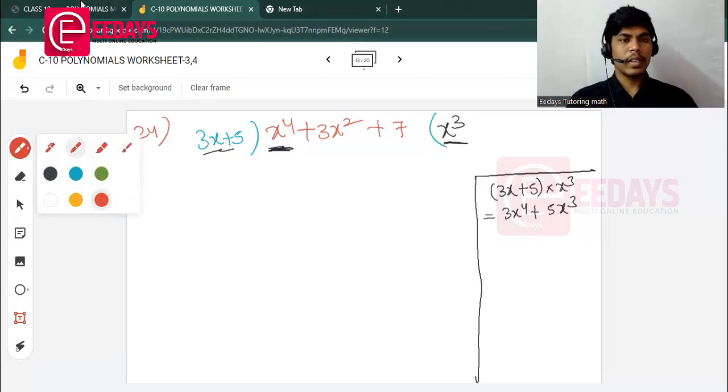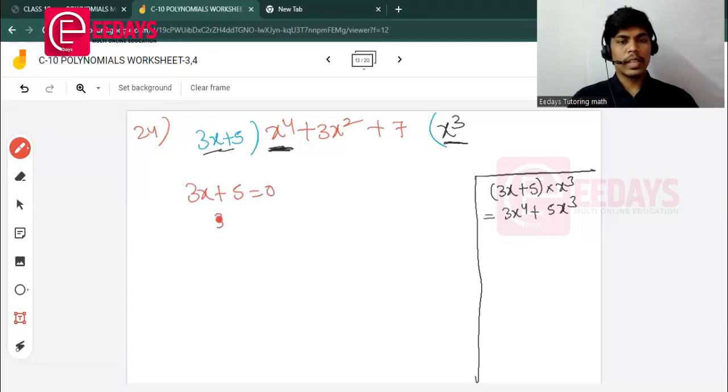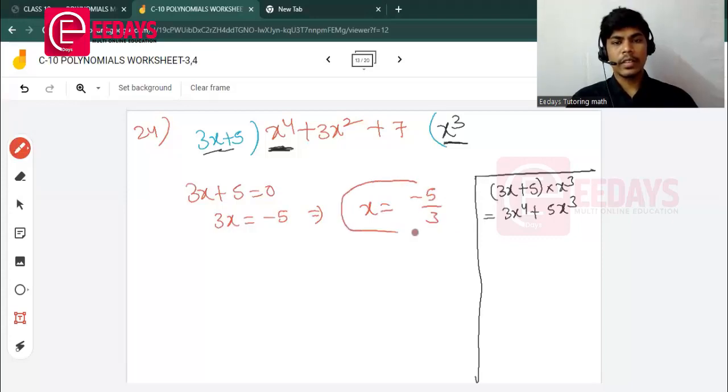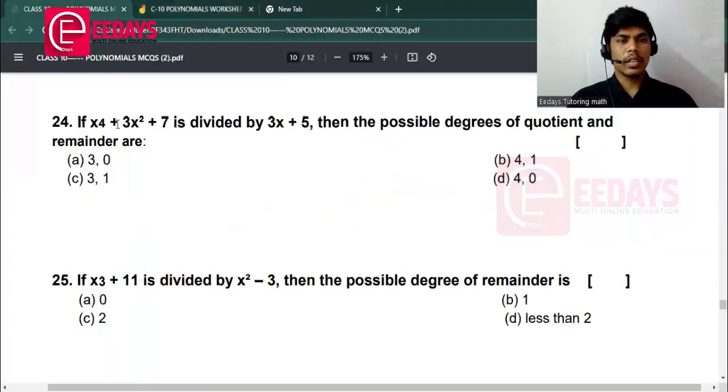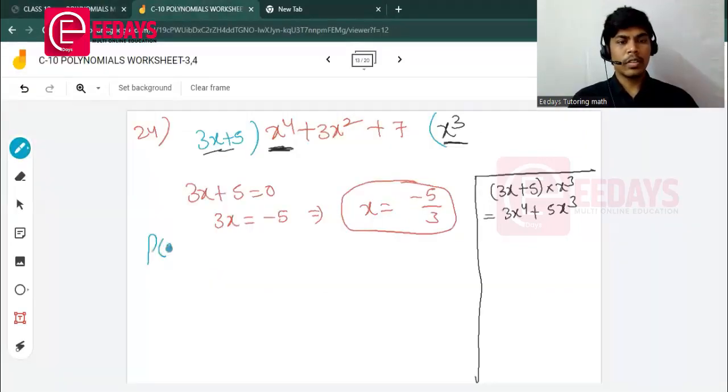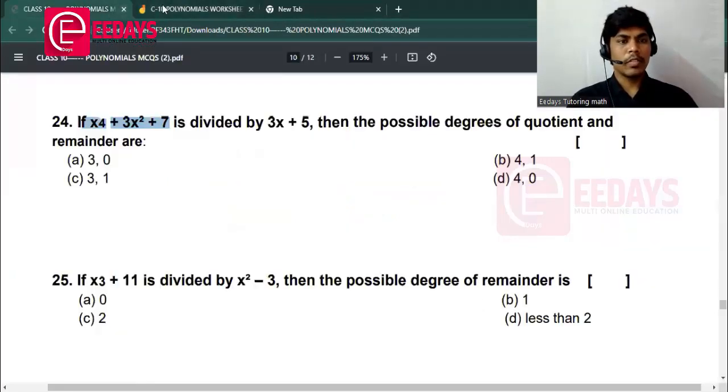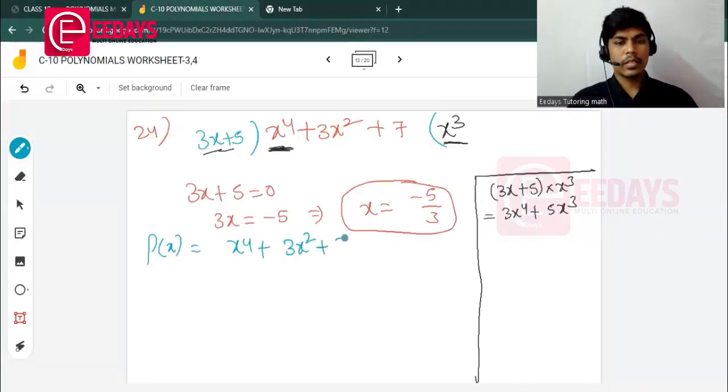Let us do it by another method. First 3x plus 5 is equal to 0, so 3x is equal to minus 5, then x is equal to minus 5 by 3. Put this in the equation. P of x is equal to x power 4 plus 3x square plus 7. In the place of x, let us substitute minus 5 by 3: (minus 5 by 3) power 4 plus 3 into (minus 5 by 3) whole square plus 7 we will get.